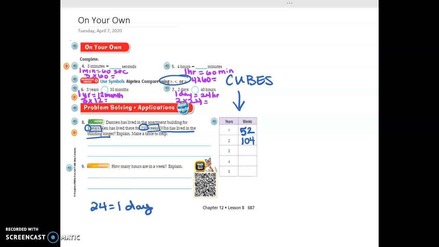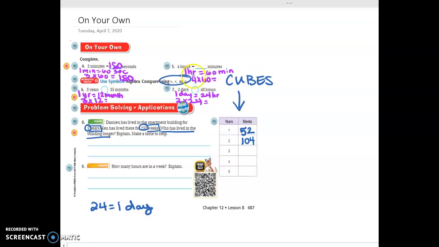Now I went ahead and showed you the conversions on these first 4 problems on the top. We know that 1 minute equals 60 seconds, but we have 3 sets of 60 seconds. So 3 times 60 gives us 180 seconds.